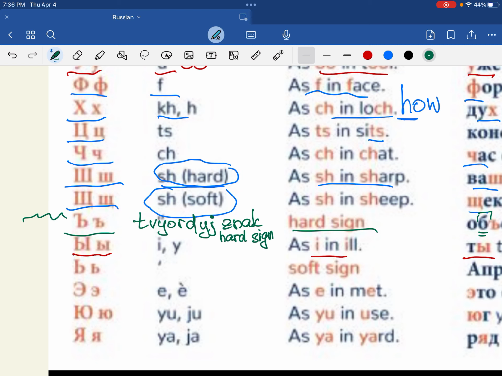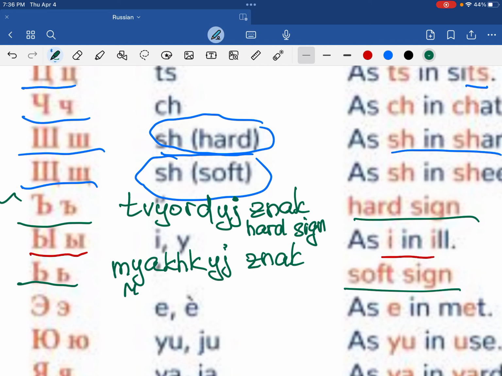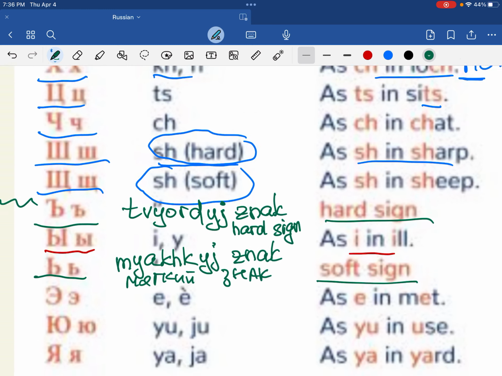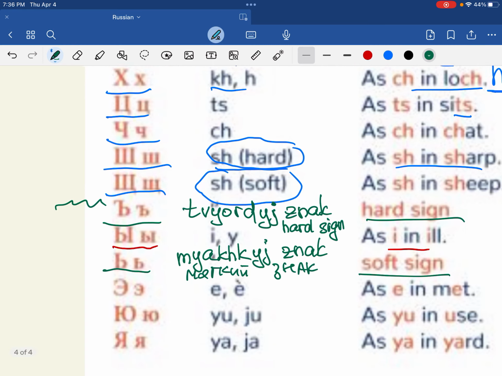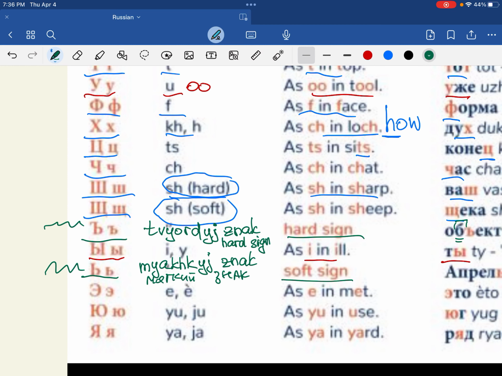Another sign that we see here, it's like the hard sign, it's the soft sign, which means мягкий знак. Мягкий знак. Now it shouldn't be written like this. It's the soft sign. It's used after a consonant to make it sound softer.